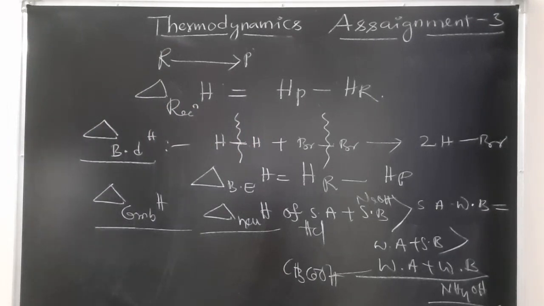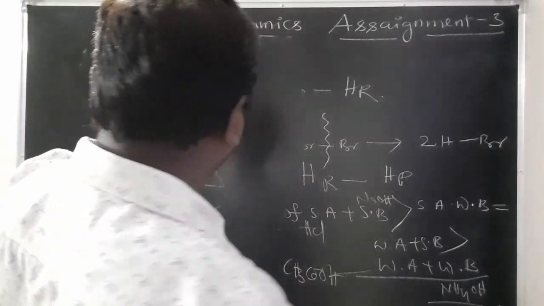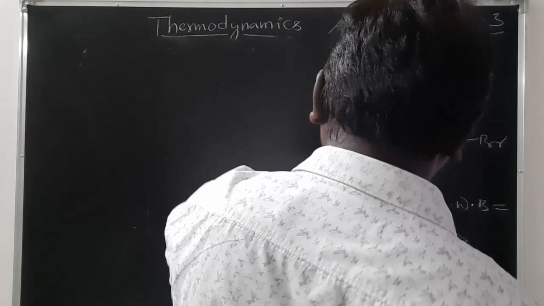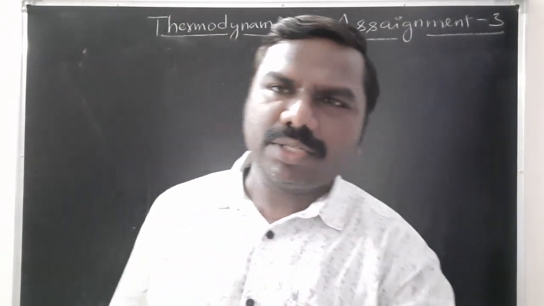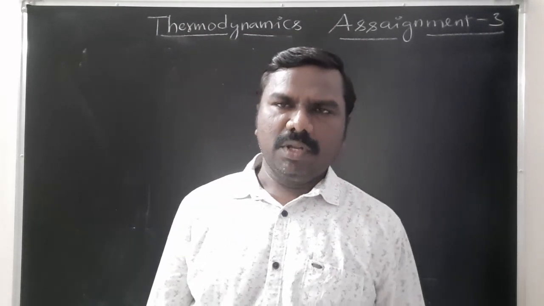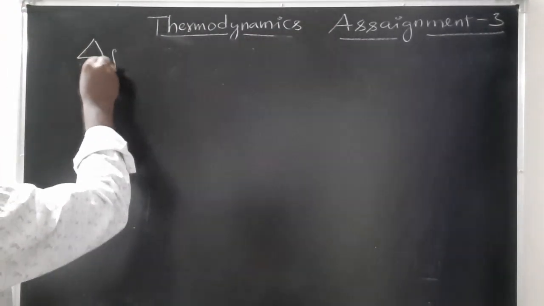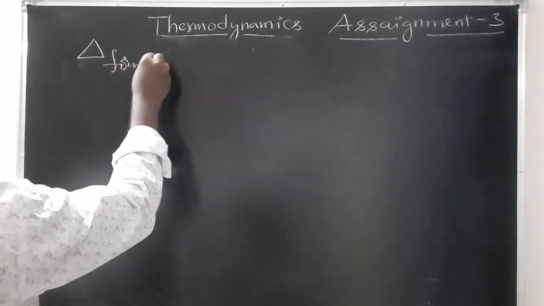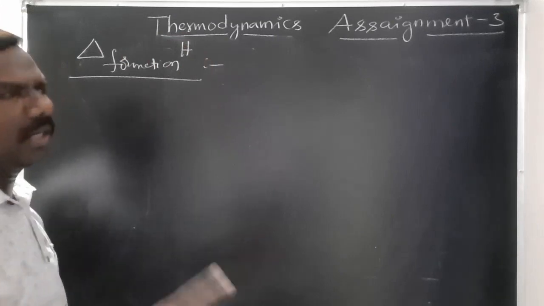Next, enthalpy of formation. In CET, they are expecting formation questions. It means the total heat content released during the formation of 1 mole of compound. The product must be 1 mole in the formation. Very, very important. Enthalpy of formation means the product must be 1 mole.